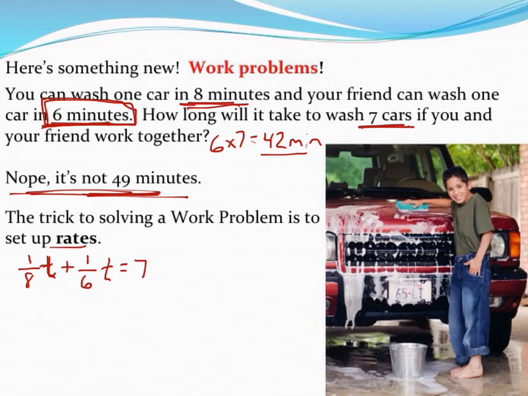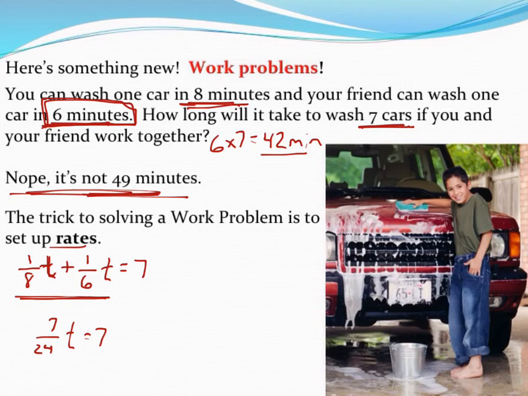Now I want to go ahead and solve this equation. Even though these are fractions right here, they're still like terms. They have the same variable in them. So I can add 1/8 and 1/6 together to get 7 over 24. Now if you're not good with adding fractions or have no idea where I got that from, I found a least common denominator. If you don't want to do that or don't remember how to do it, then I guess just use a calculator for now. We'll come back to that idea later in the year. But 1/8 plus 1/6 is just 7/24 times time, and then equal again to the number of cars I want to wash, which is 7.